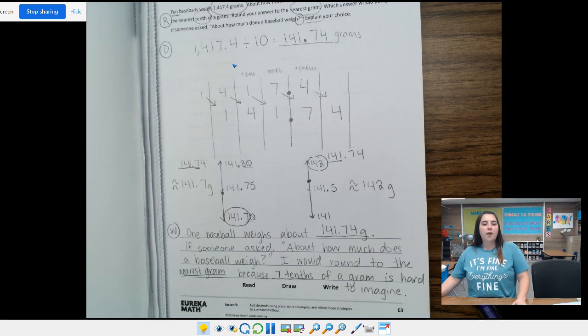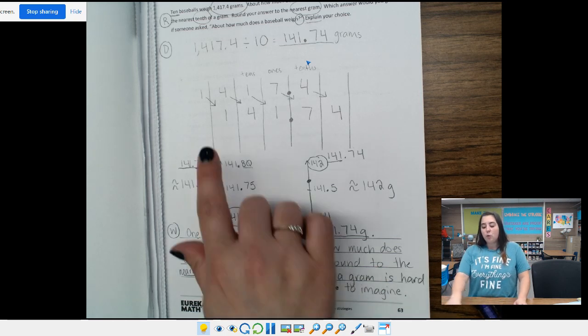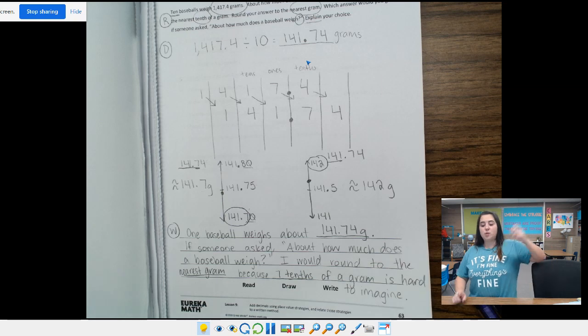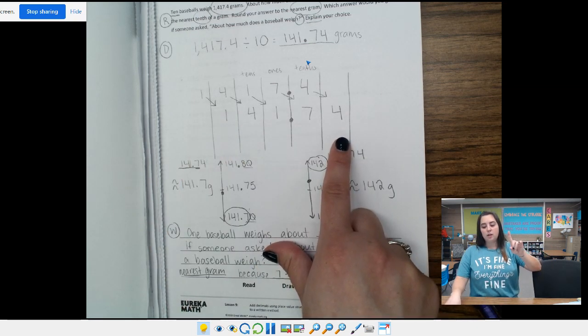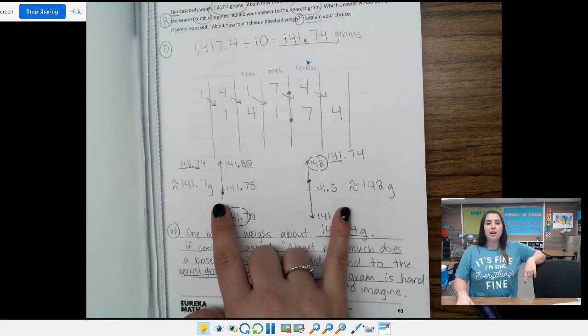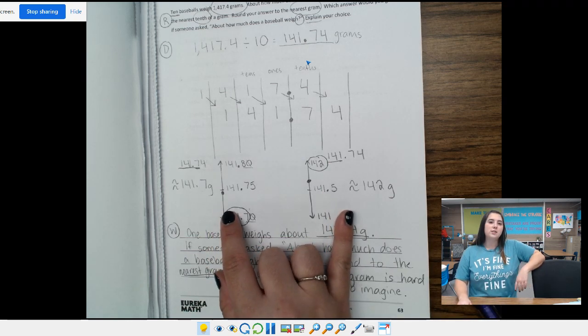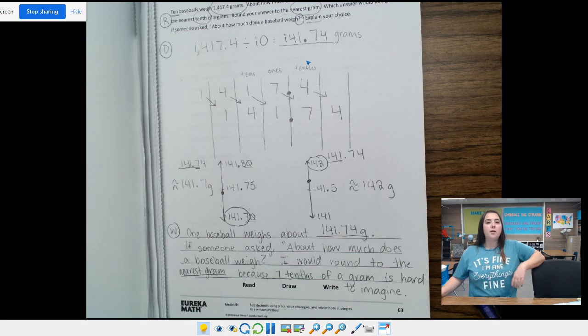All right. How did you do? I know this was a tough problem. So it's okay if you had to work through it with me. This had lots of steps. We had to first divide to figure out what one baseball was. Then we had to round it 2 different times to see which one would make more sense if you were asked about how much a baseball weighs.